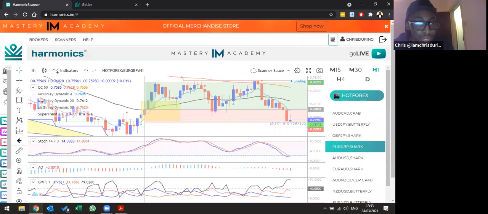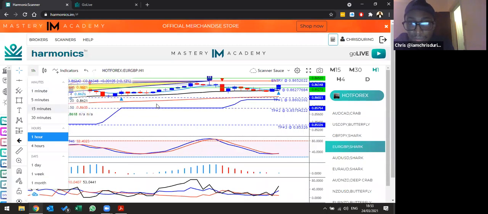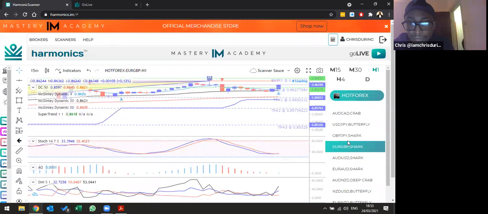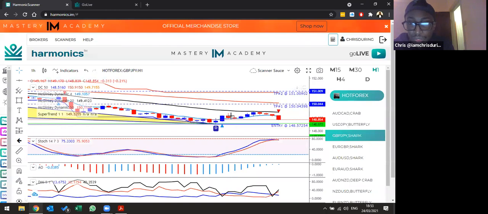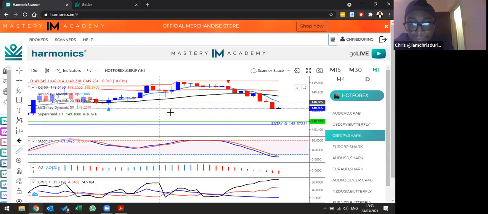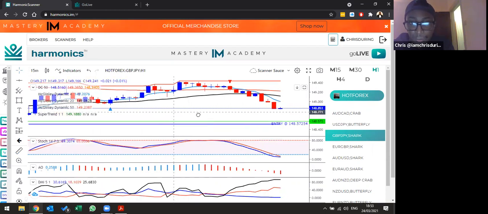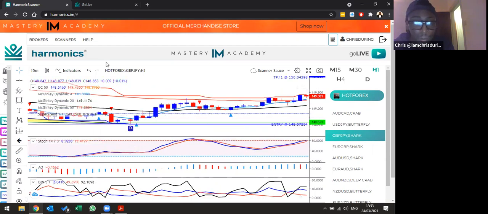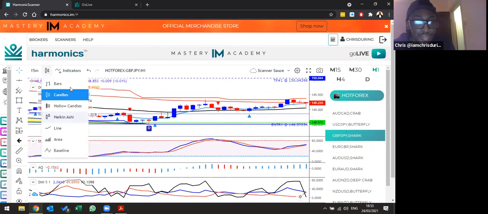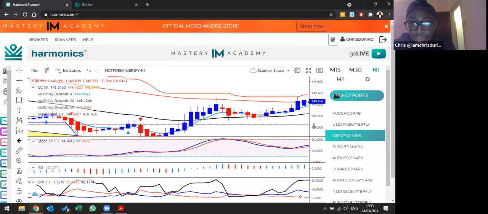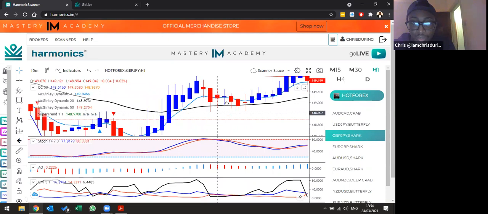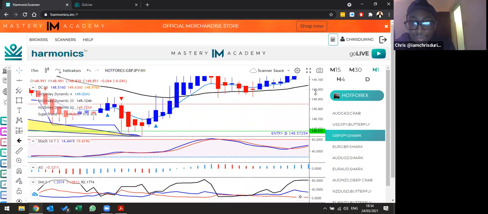So let's see if I can find a few other examples. Again, we'll see if it will allow me to go into the 1 hour. Let's try the 15-minute. Okay, so this is GBP JPY on the 1 hour. But once again, what I've done is changed it to 15 minutes because you can look for an earlier entry on the Scanner Source. So we've got another buy.